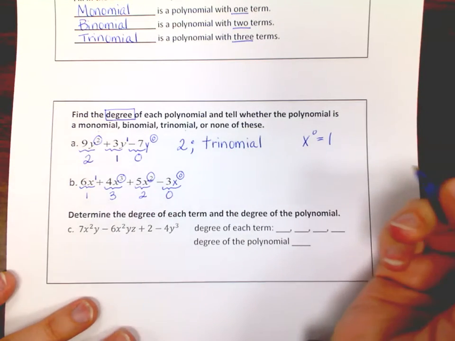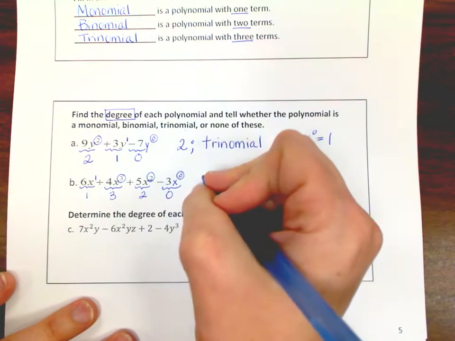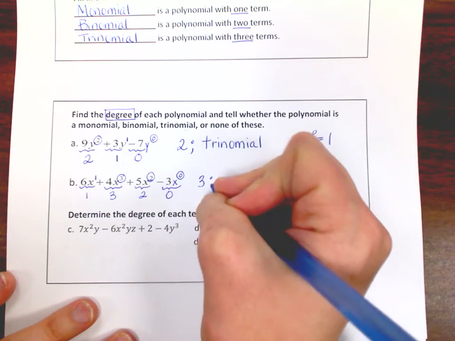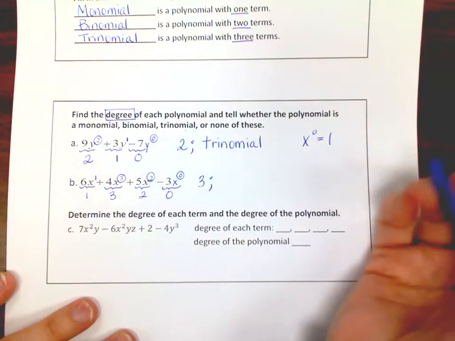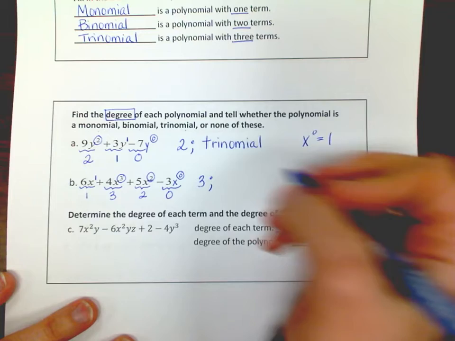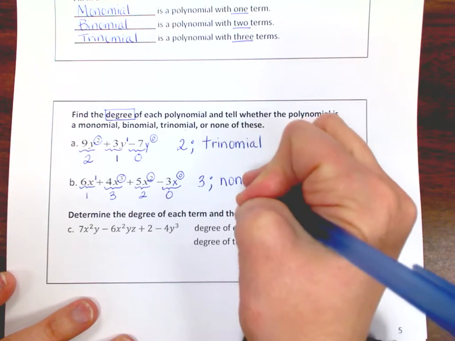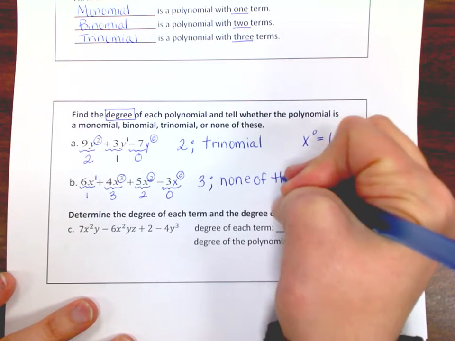And the highest power that we have here is 3, so our degree is 3. And this is not a monomial, binomial, or a trinomial because it has more than 3 terms. So we're going to say that it's none of these.